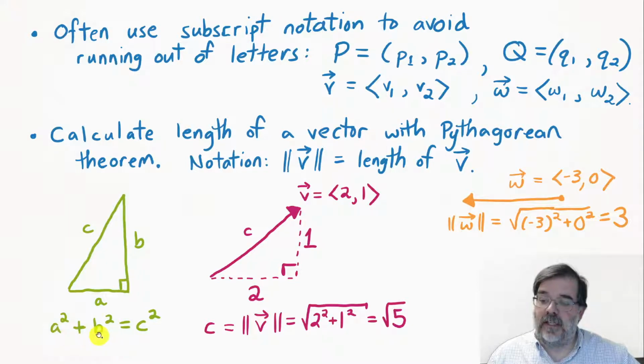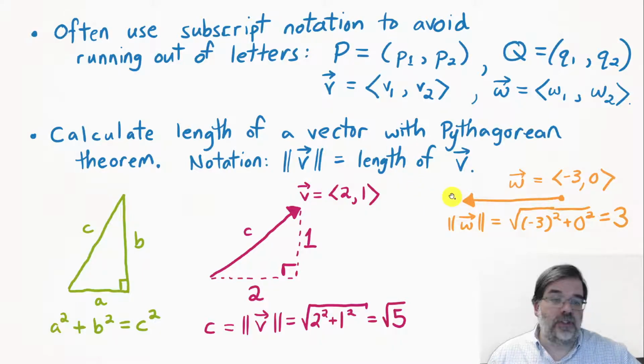To solve for C, the length of the vector, we take the square root of both sides of this equation. So the length of the vector is going to be the square root of A squared plus B squared, which in this case is the square root of 4 plus 1, which is the square root of 5. And for notation, it takes a while to write out the word length, so mathematicians typically use a double bar notation to indicate the length of a vector.